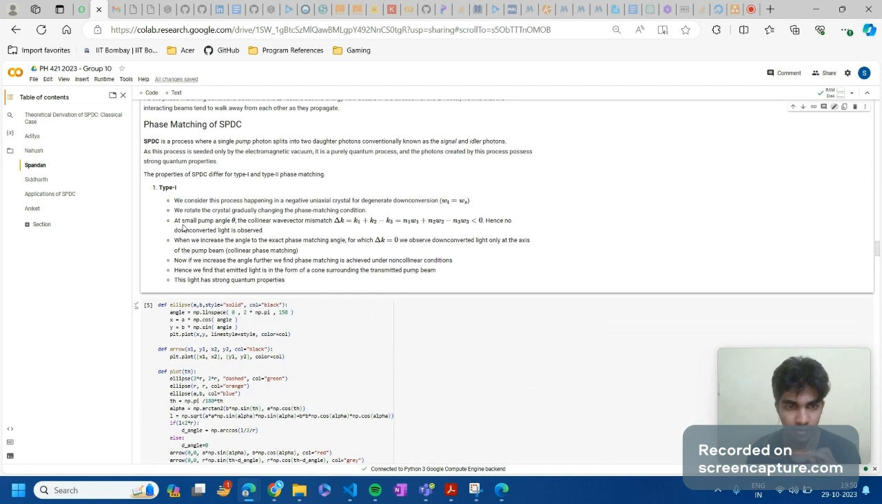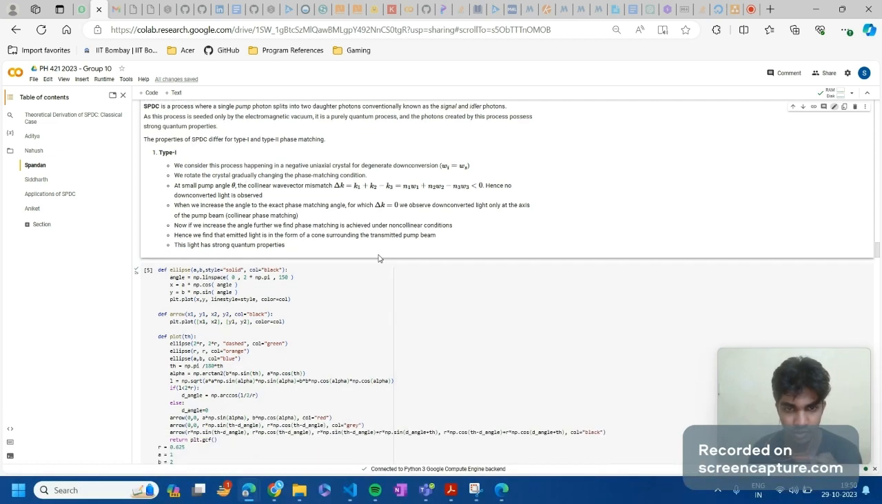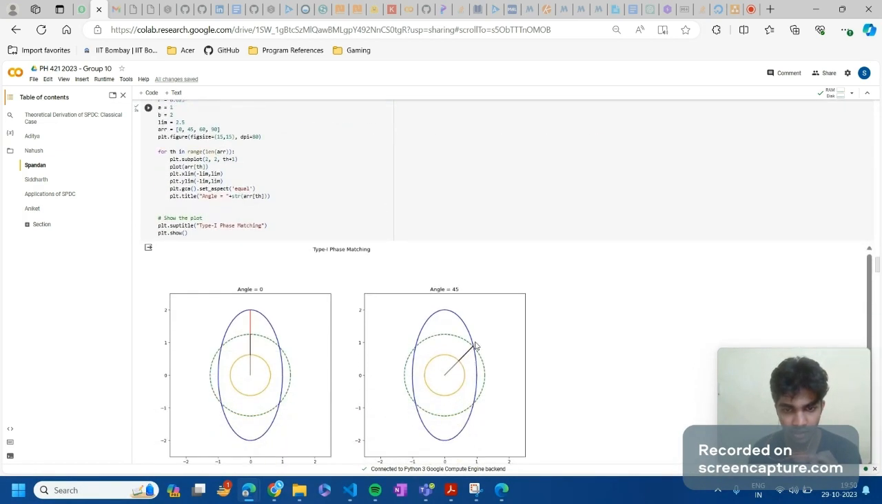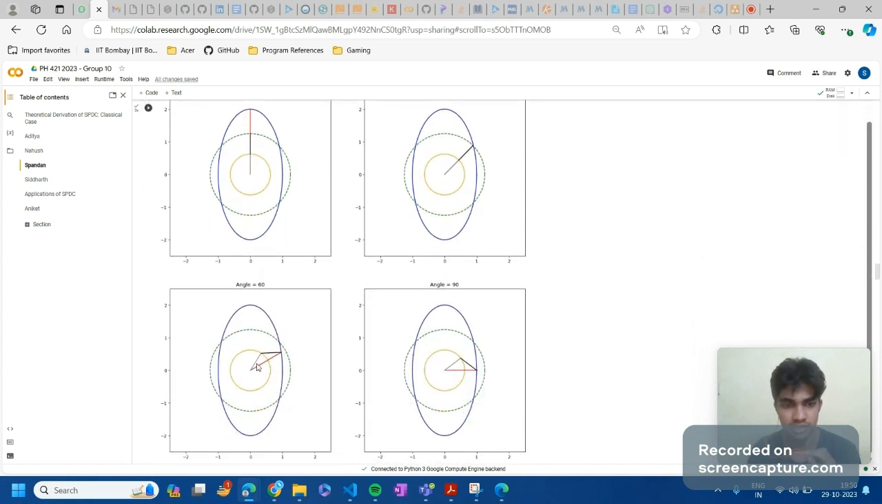And now, when we increase the pump angle by a bit more, we find that these three cannot match each other in a straight line, and hence they match each other at an angle. So this is what we find in non-collinear phase matching.